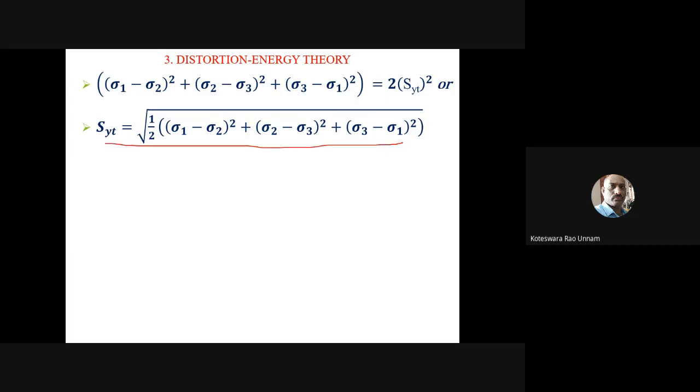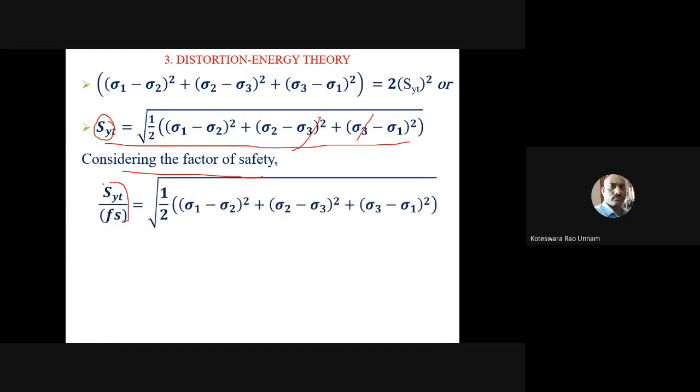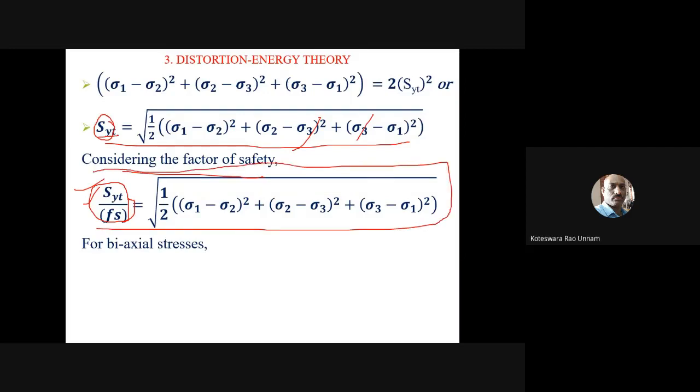Suppose from this, if I want to derive for a biaxial state of stress, simply I need to put sigma 3 is 0. For a uniaxial state of stress also, simply I need to put sigma 2 is also 0. Now if I want to introduce factor of safety into this, SYT will be replaced by SYT by FS. That is the only difference you need to consider. So this is going to be the design equation, or failure equation, for the distortion energy theory.